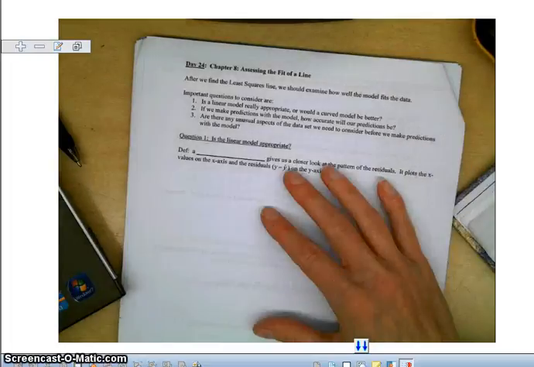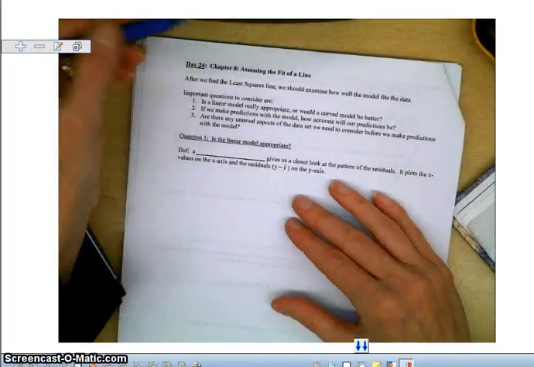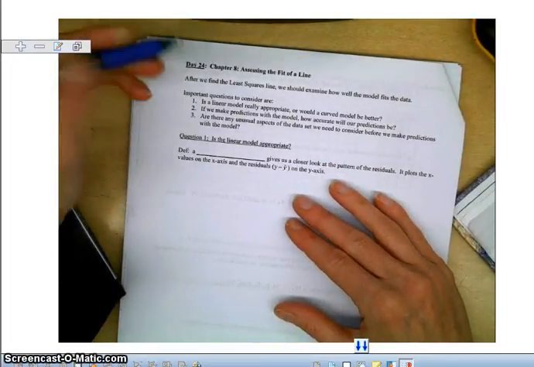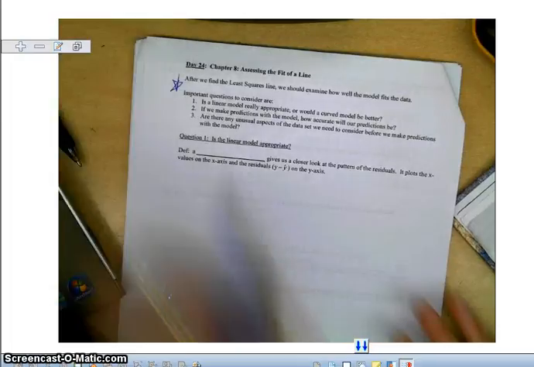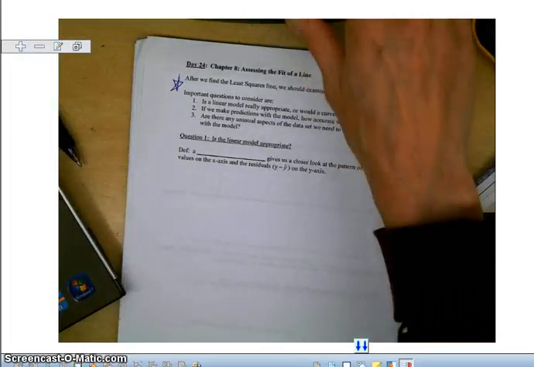Here, we're assessing the fit of a line. After we find the least squares line, we should examine how well the model fits the data.